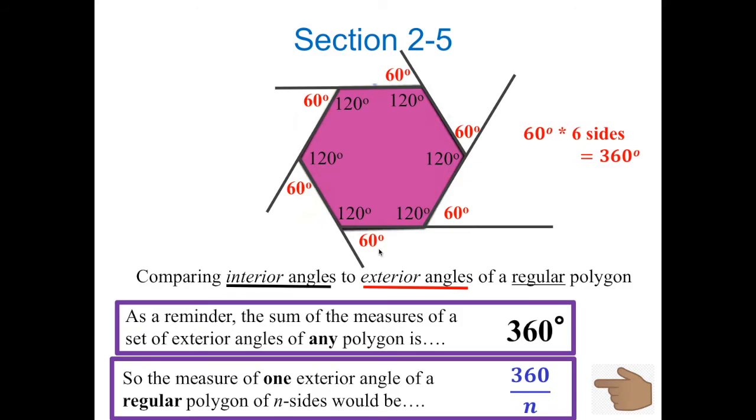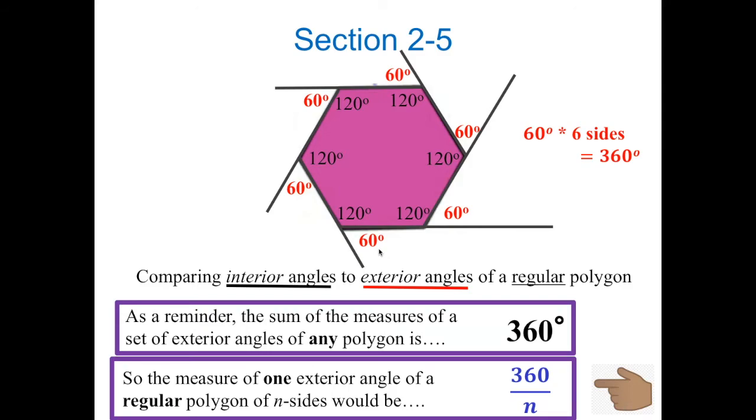Generalizing this, how many exterior angles in one direction would a heptagon have? It would have 7, so I would do 360 divided by 7 to get the measure of one exterior angle of a regular heptagon. What about an octagon? They'd have 8 exterior angles in one direction. The sum of all the exterior angles in one direction is 360, and I'd have 8 of those, so I divide by 8 and get 45 degrees for the measure of one exterior angle of an octagon.